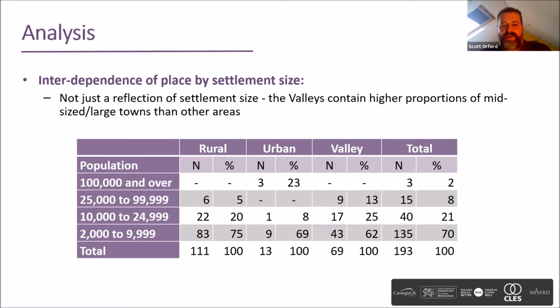And then we've broken down how the population breaks down by settlement size. Obviously, rural areas have smaller settlements and urban areas have the large settlements. The valleys, if you know the valleys, they fall somewhere in between. So it's not the case that the valleys have particularly small settlements or very large settlements. They have quite a variety of them. So suggesting that the high level of dependency isn't just a reflection of settlement size. So next slide, please, Sam.